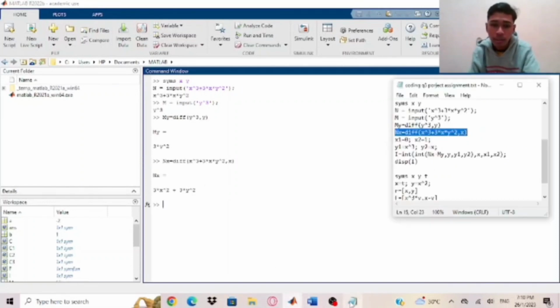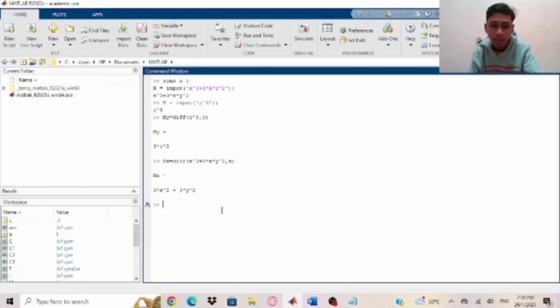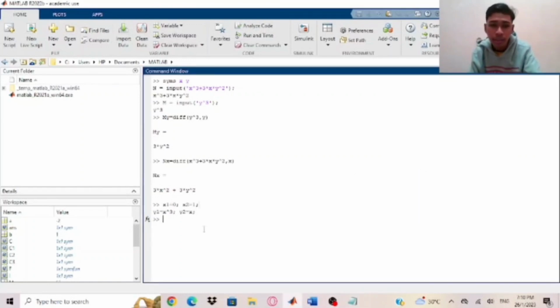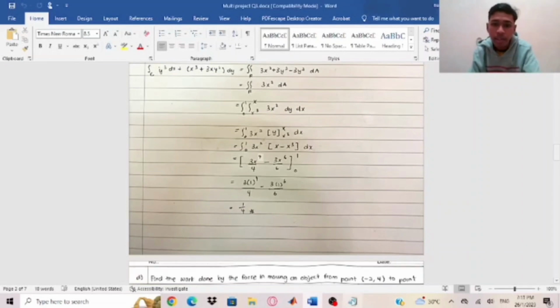Next we use x1, x2, and y1, y2 as the upper and lower bounds. After that, we integrate and display the answer, and we got 1/4. So the answer is the same as the manual calculation.